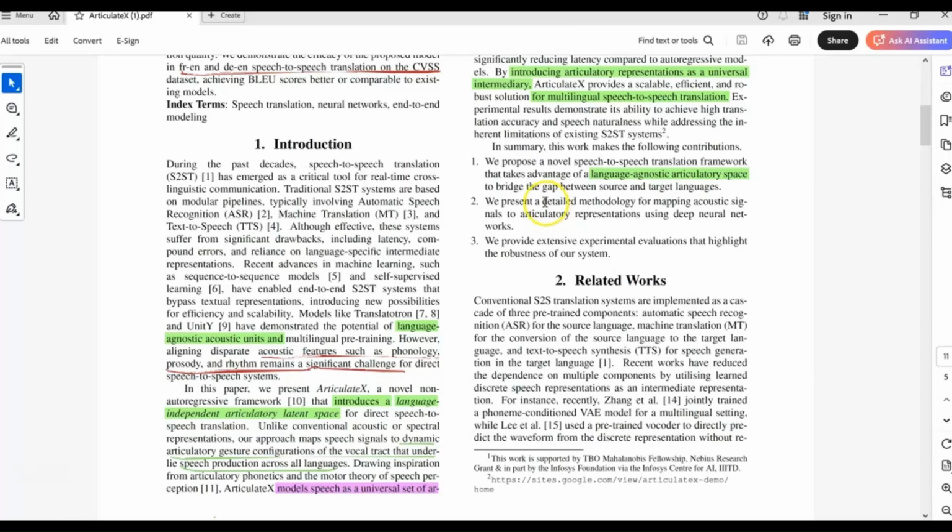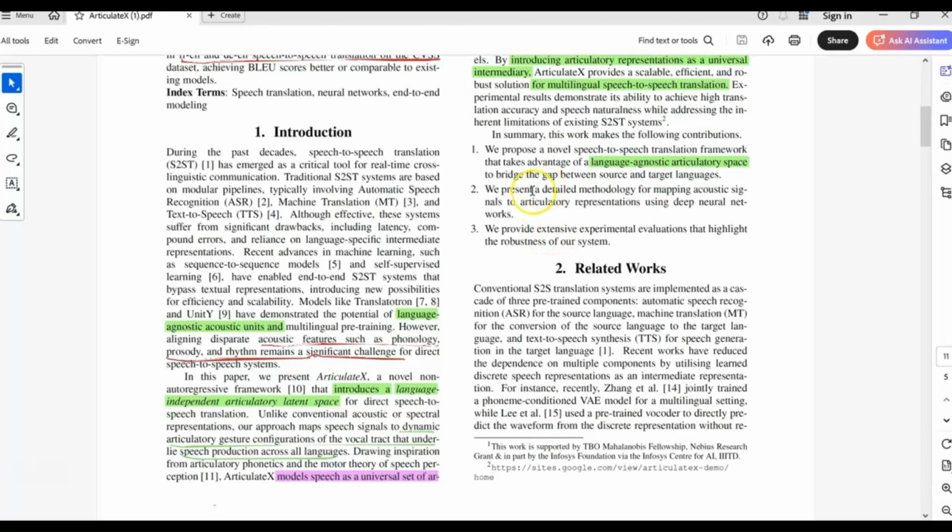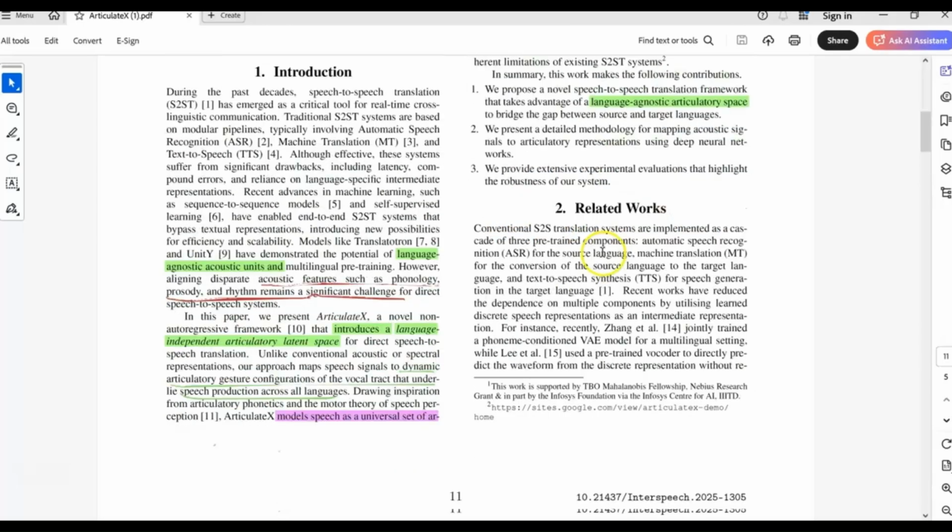The key innovations here are, first, a novel speech-to-speech translation framework which takes advantage of intermediary sound units. So it's language agnostic because we are just talking about the sounds. Although I would say that in some languages you have sounds that are not present in other languages, so I wouldn't say it's completely language agnostic, but to the most extent, it is. Then they present a detailed methodology of mapping acoustic signals to articulatory representation using deep neural networks, and then they provide experimental evaluations.